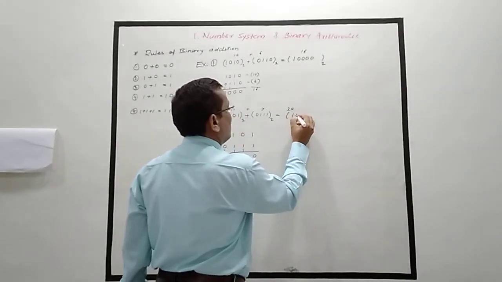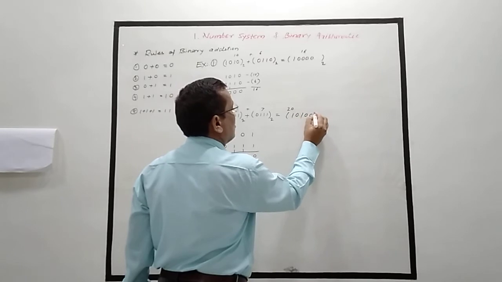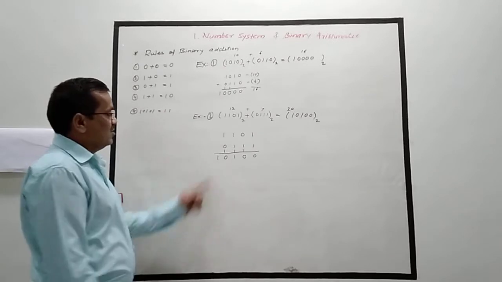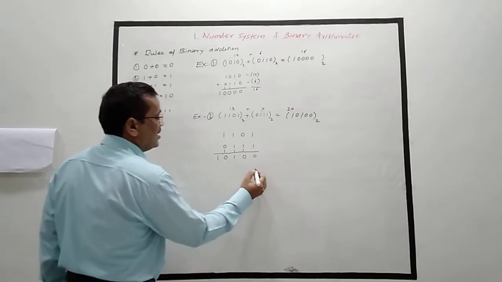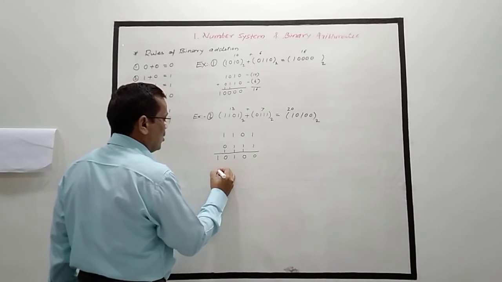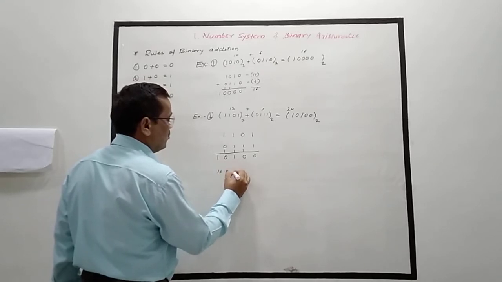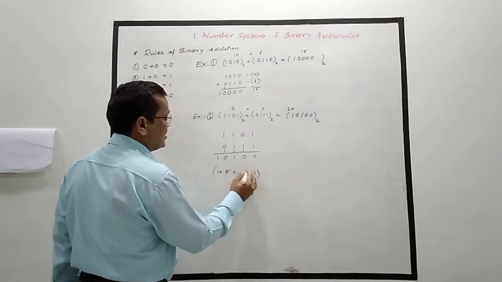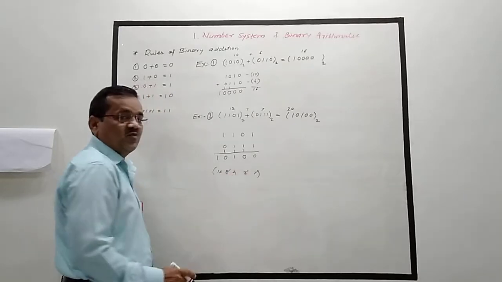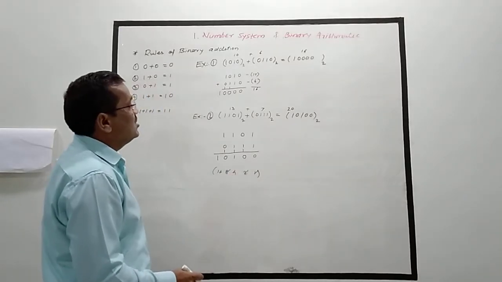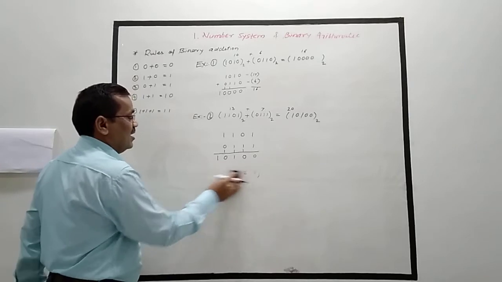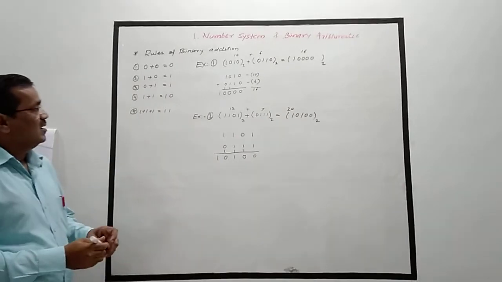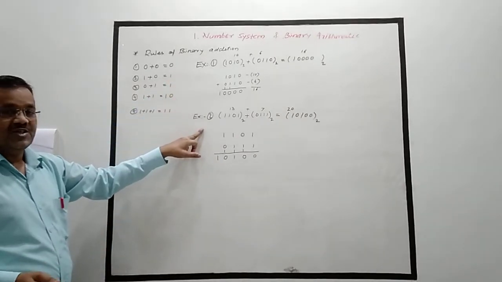Hence, it is 10100 in binary, and it is 16 plus 4. Using the weights 16, 8, 4, 2, 1, in the addition these weights are considered. 16 plus 4 is equal to 20. So this number is 10100. This is what binary addition is.